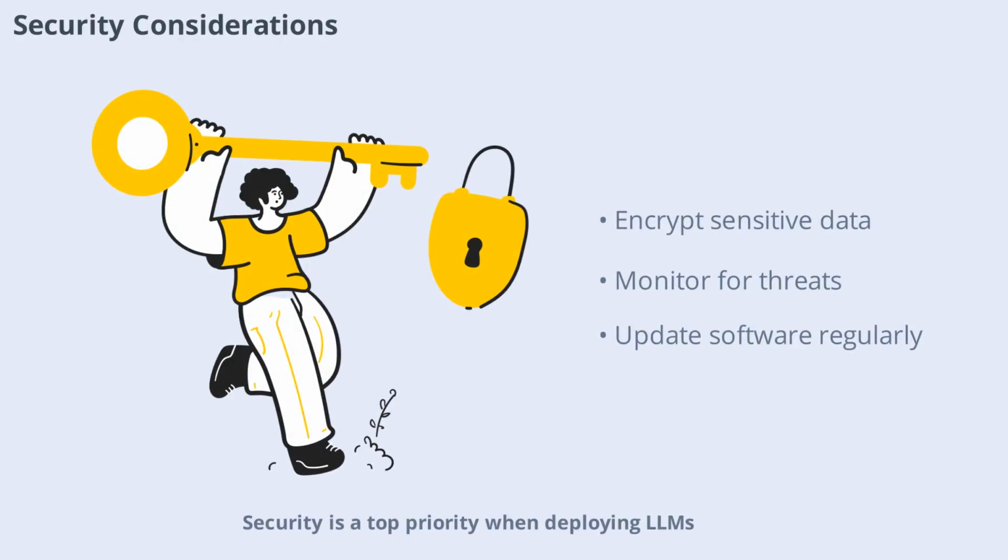Security is a top priority when deploying LLMs. Protecting your model and data from unauthorized access is essential. Implement strong authentication, encrypt sensitive data, and regularly update your software to patch vulnerabilities. Monitoring for unusual activity can help you detect and respond to threats quickly, keeping your deployment safe and reliable.